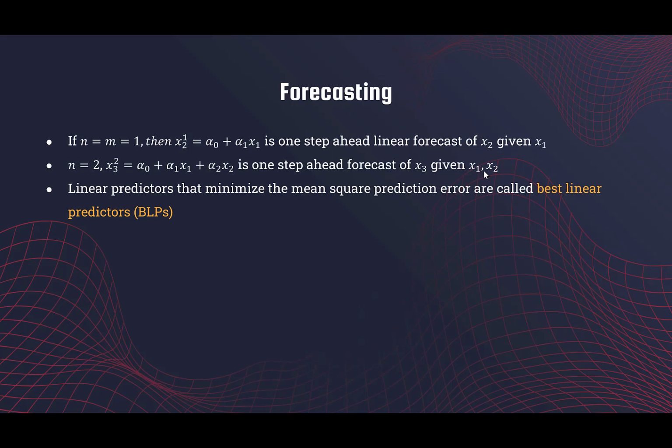Linear predictors that minimize the mean square prediction error are called the best linear predictors, or the BLPs. We have already looked at the mean square prediction earlier, but I did not introduce this new language. The estimates that we get from minimizing the mean square prediction error are called the BLPs.